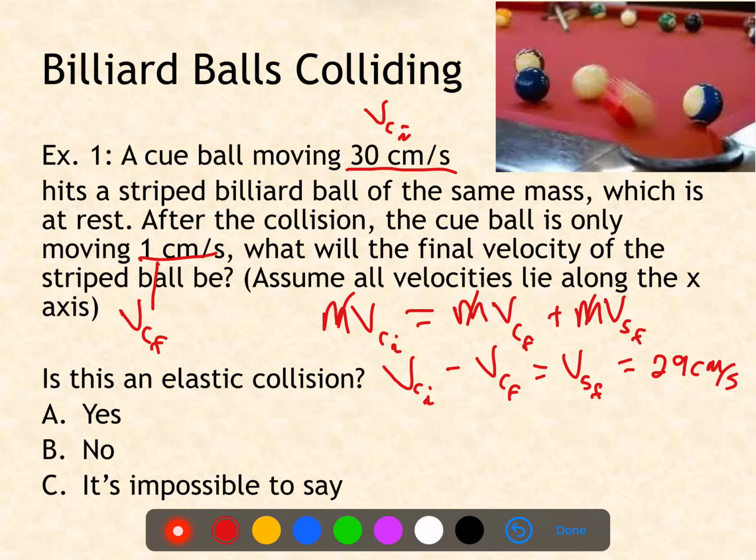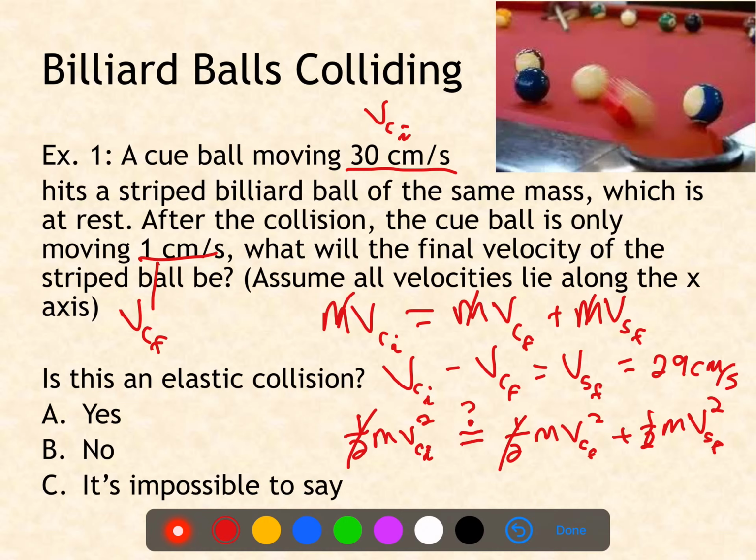So the question is, will this agree with kinetic energy being conserved? In the initial state, I had 1/2 mv of the cue ball initial squared, and that was the only thing moving, so that was the only thing with kinetic energy. What I want to know is, does that equal 1/2 mv of the cue ball final squared plus 1/2 mv of the striped ball final squared, since those are the kinetic energies in the final state?